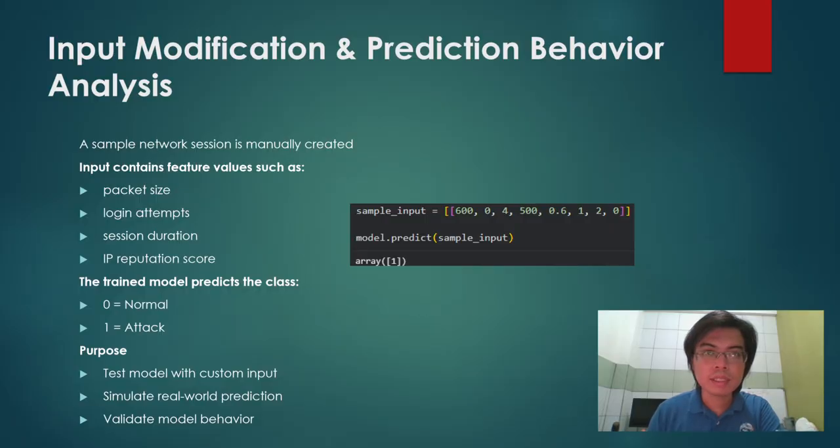In this slide, we test the model using a sample input that represents a network session. The input contains values such as packet size, login attempts, session duration, and IP reputation score. We pass this input into the trained model to get a prediction. Then the output will either be 0, meaning normal activity, or 1, meaning an attack. This helps us to test how the model behaves with real-world-like data and validates its prediction capability.